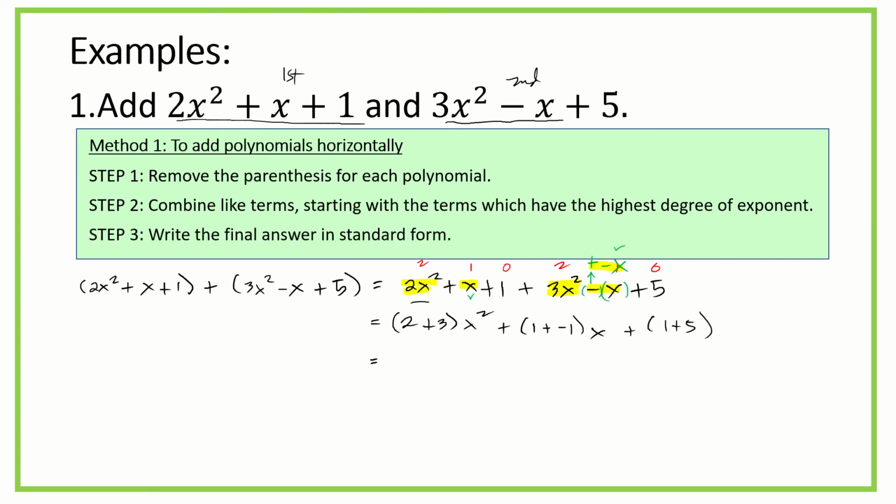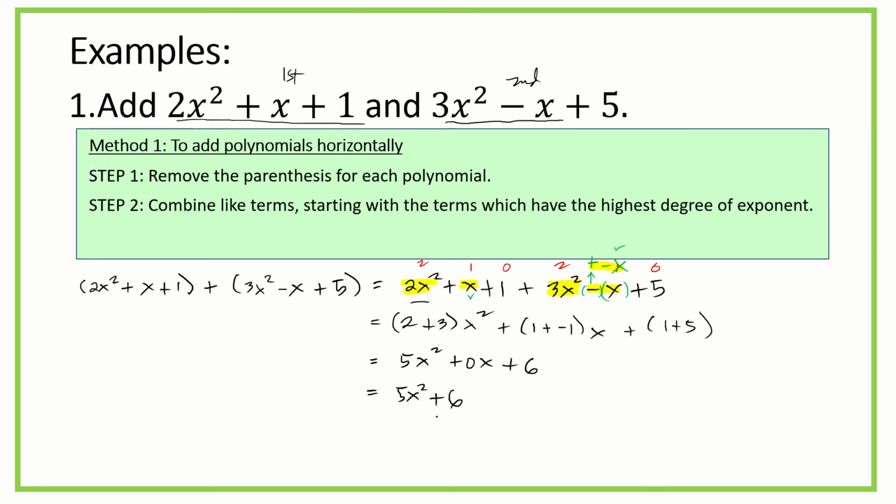Then, finally, we just add 2 plus 3. That would be 5x squared. 1 plus negative 1 is 0. So 0x. 1 plus 5 is 6. Now 0 multiplied to anything is just a 0. So it's okay not to write 0x anymore, but just to write 5x squared plus 6.